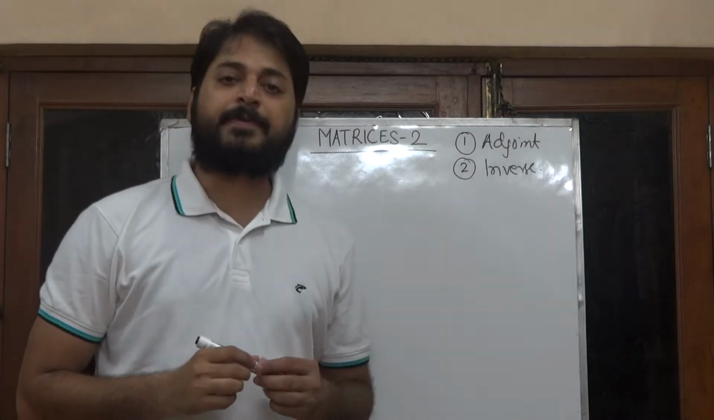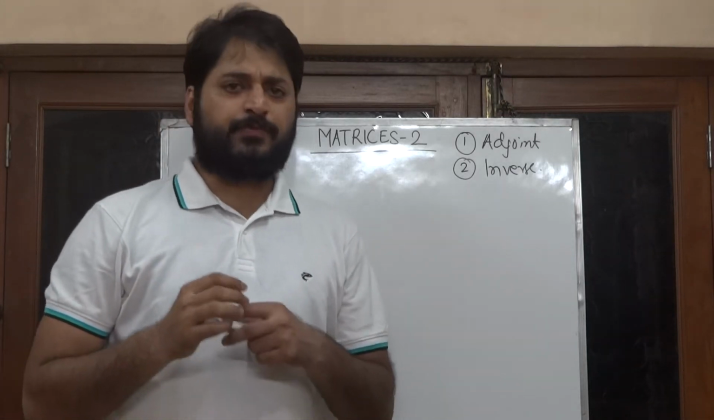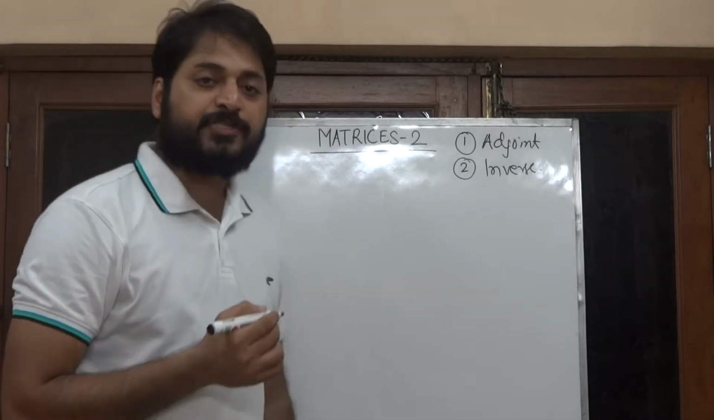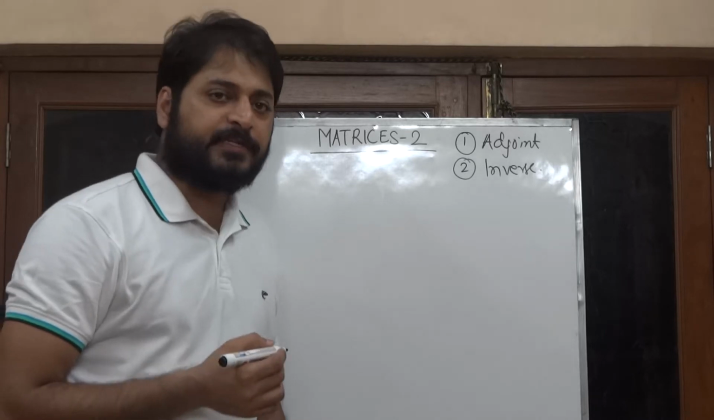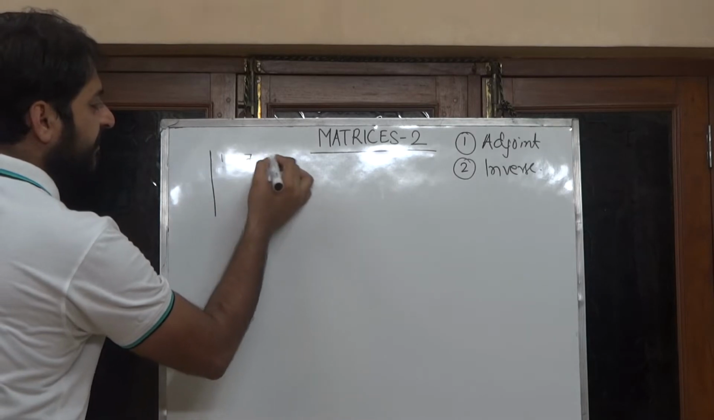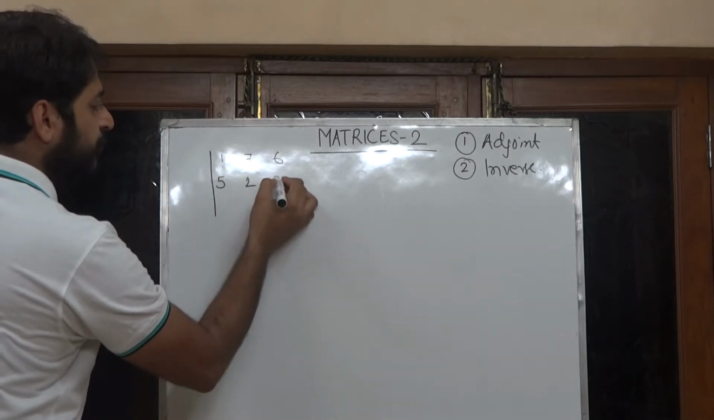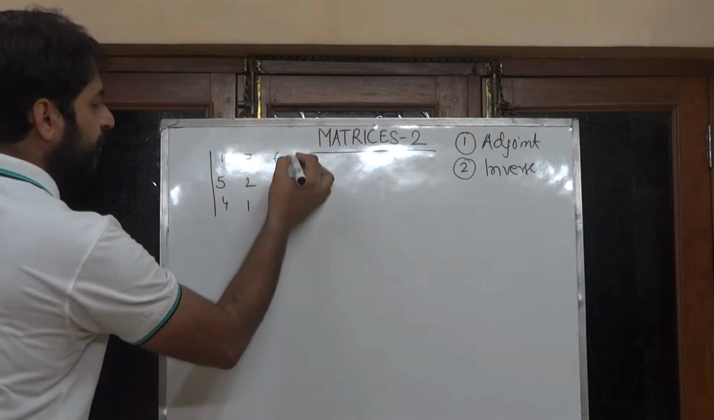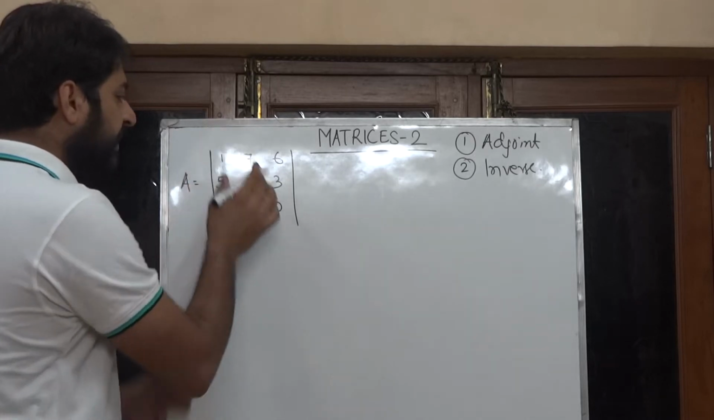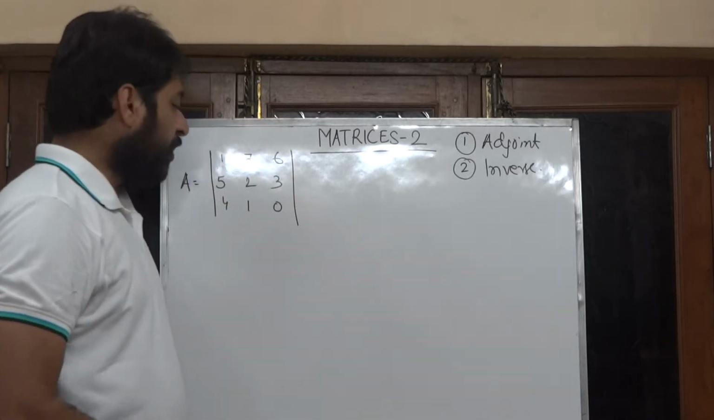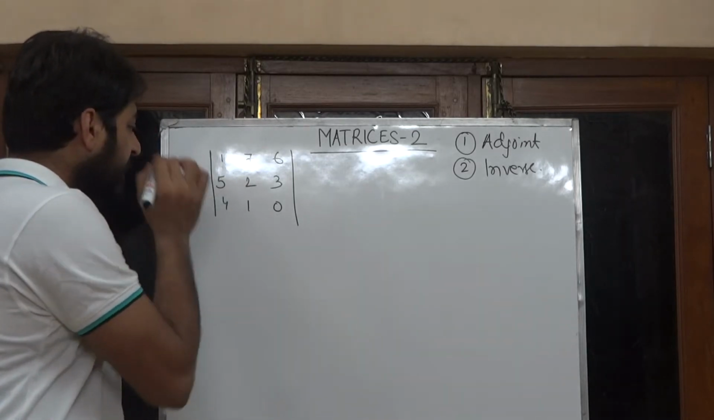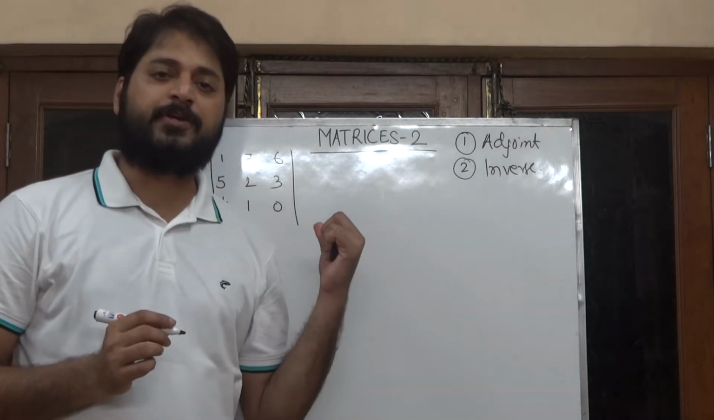Before I proceed with the adjoint, I just want to take you to a small tool in determinants. In class 12, you have third order determinants. Suppose it is 1, 7, 6, 5, 2, 3, 4, 1, 0, and suppose this is a determinant A. A determinant is represented under two bars. If you want to find the determinant of A, then there is a value assigned to this determinant.